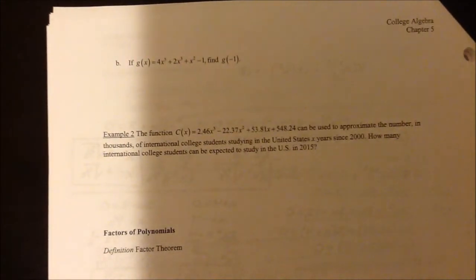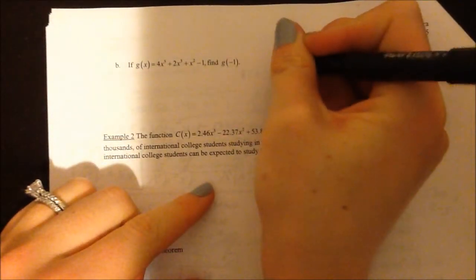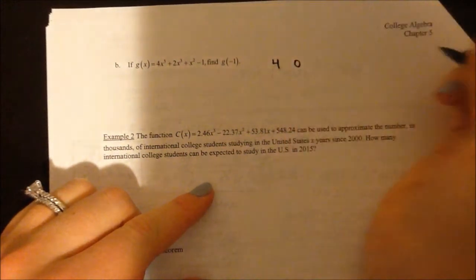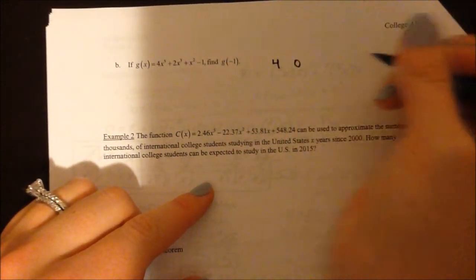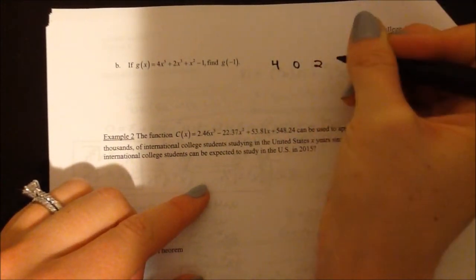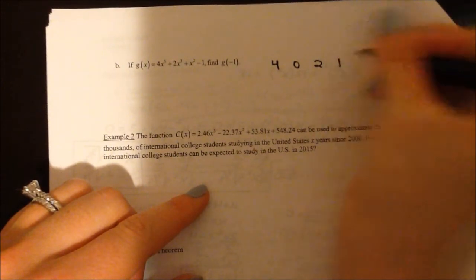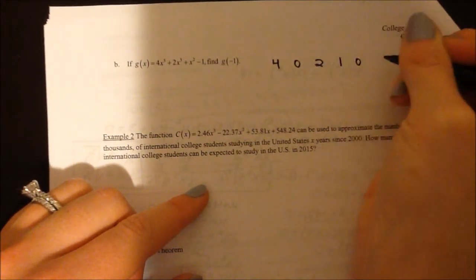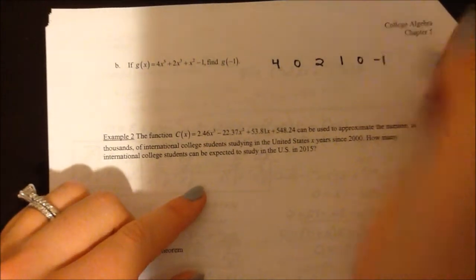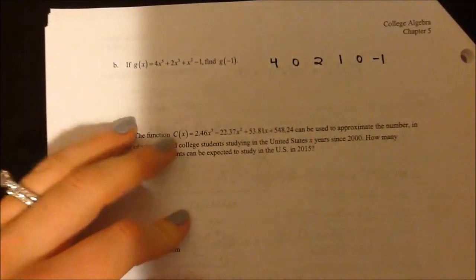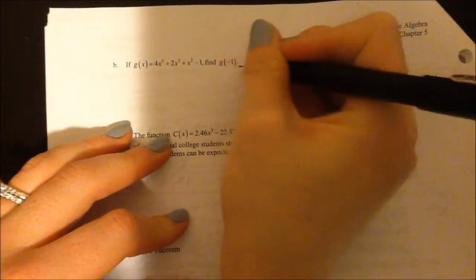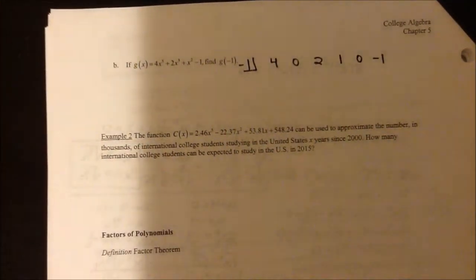Okay, so we've got a 4x to the 5th. We don't have an x to the 4th, so don't forget about your placeholder. We've got a 2x cubed, a 1x squared. We don't have an x, and then our constant is a negative 1. Okay, and we want to evaluate at negative 1, so the negative 1 is what goes in our box.